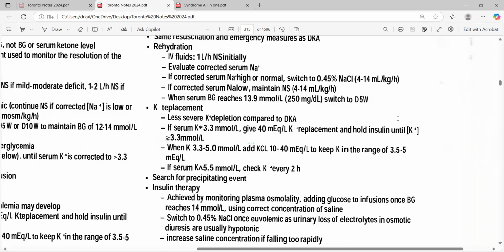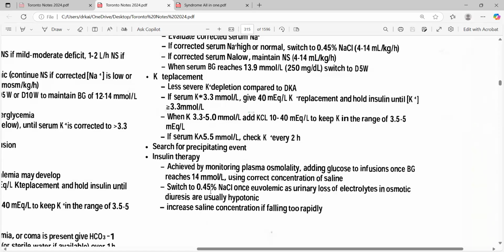So you don't need to remember the doses. You don't need to remember anything. You just need to remember what you are going to give and what you are going to test. Simple. And meanwhile, if you are not giving it correctly, what could be the complication? Then in the very end, you are going to give the insulin therapy.